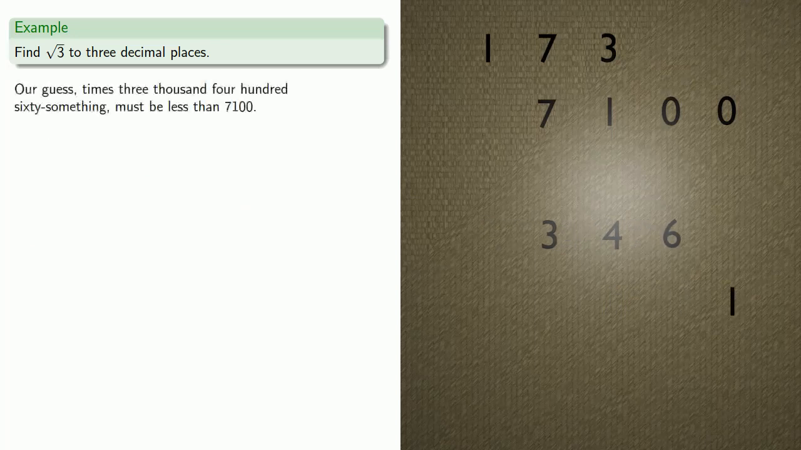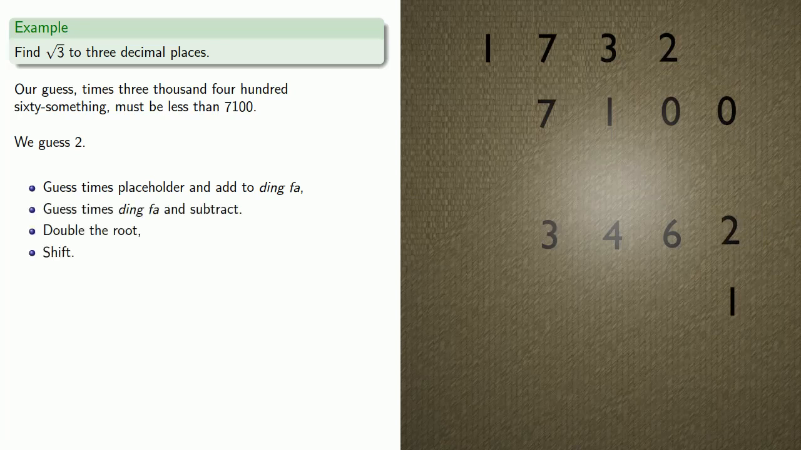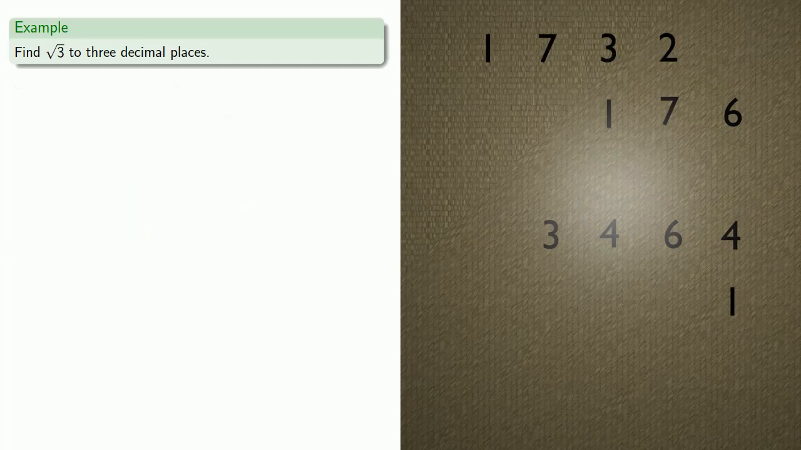Again, our guess times 3,460-something must be less than 7,100. So we guess 2 and go through our first pass. Guess times placeholder and add to Ding Fa. Guess times Ding Fa and subtract. Double. And shift. And so far we found the digits 1, 7, 3, 2, and so our approximate root is 1.732.